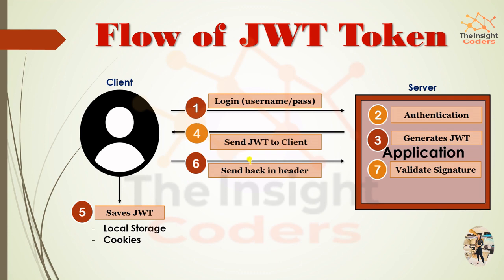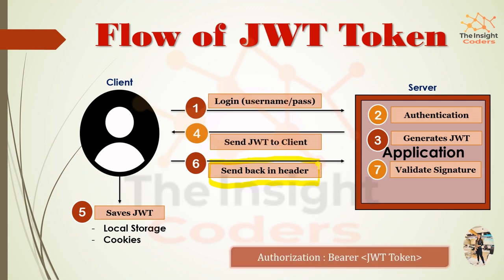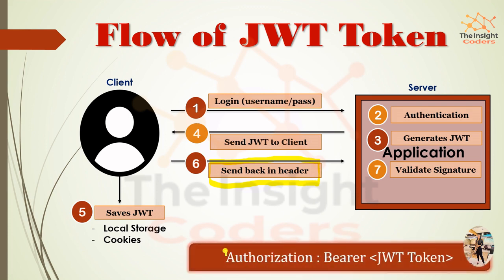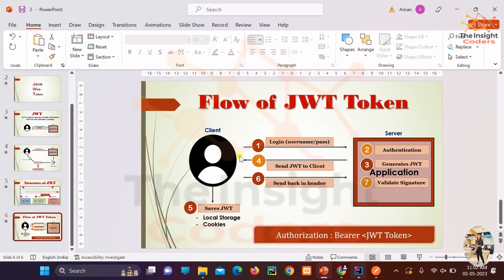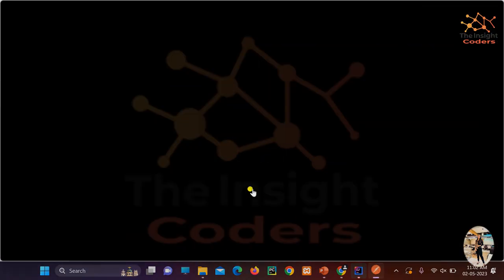But the point comes that I have discussed that we have to send it in each and every HTTP request, but how exactly is it done? Generally it is done via a key-value pair, with the key as Authorization and the value as Bearer, space, whatever JWT token you want to pass. So this is the major flow. Let me quickly show you how exactly we are going to do that.